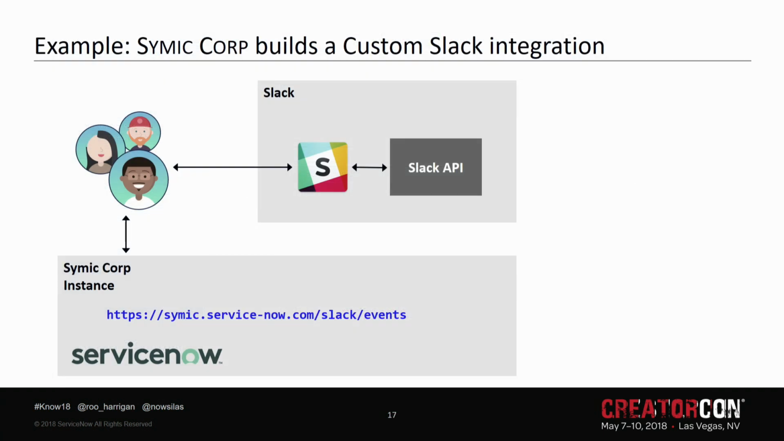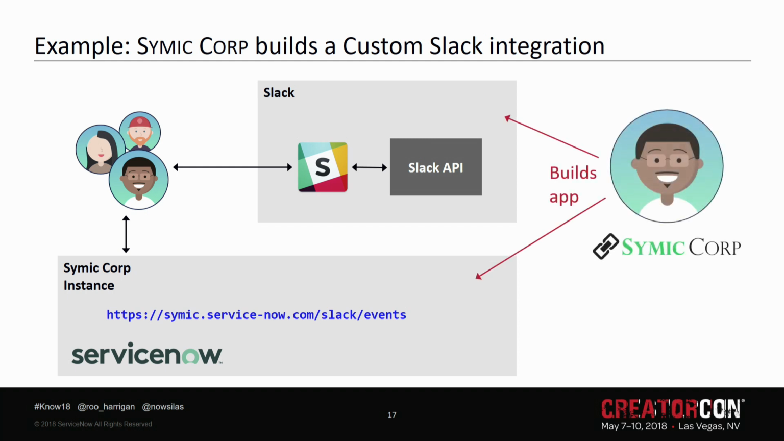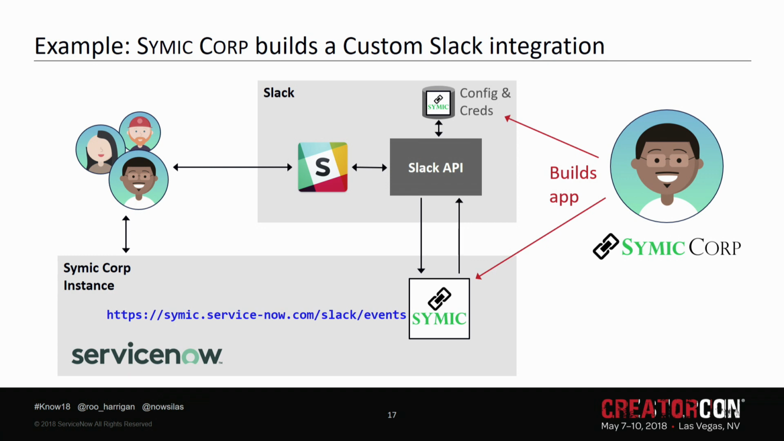So from an architecture standpoint, then, we end up with something very similar to the diagram that Roo first showed, which is that Corey is going to go out to Slack, build this Cymic app, and the configuration and credentials reside on the Slack API. Slack will send events to ServiceNow, and basically he has a representation. The implementation of that app is hosted on his ServiceNow instance.